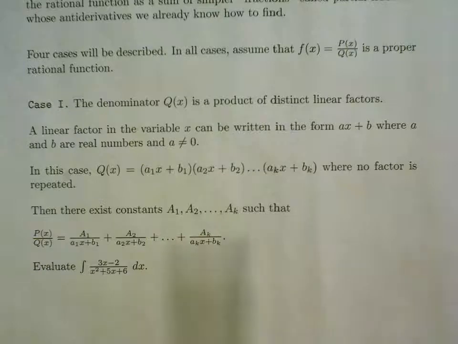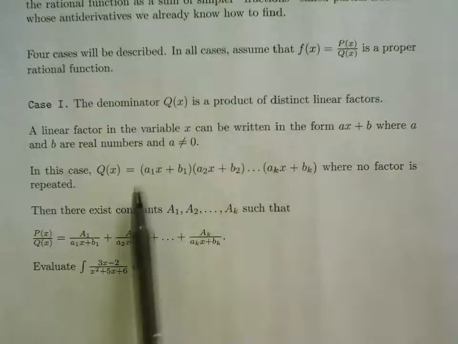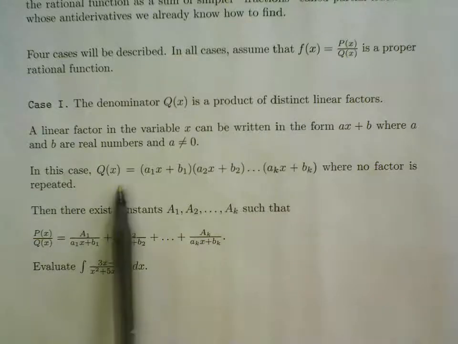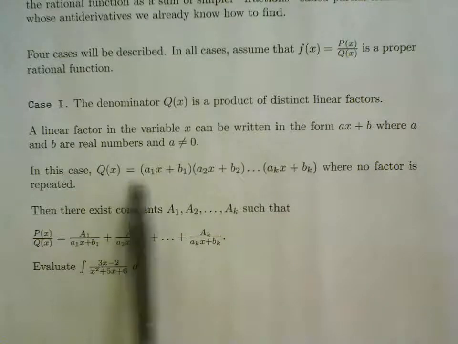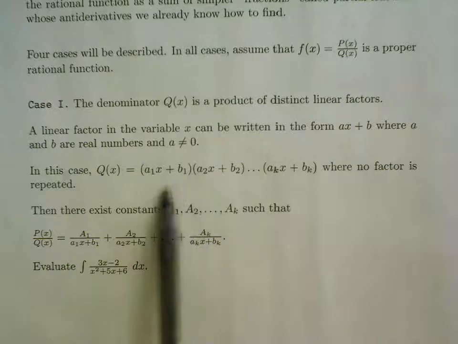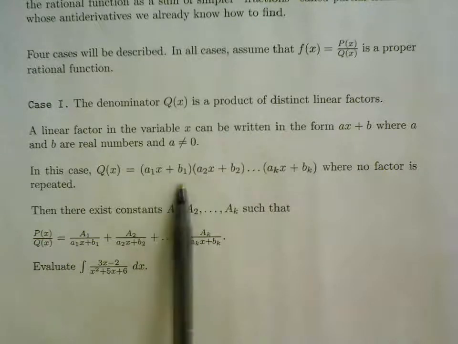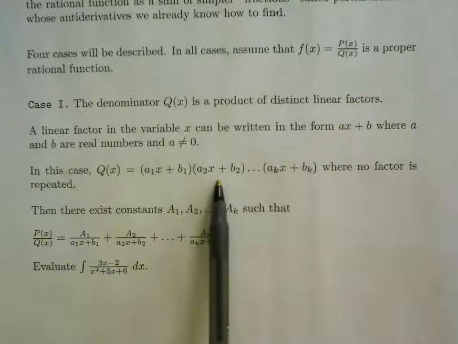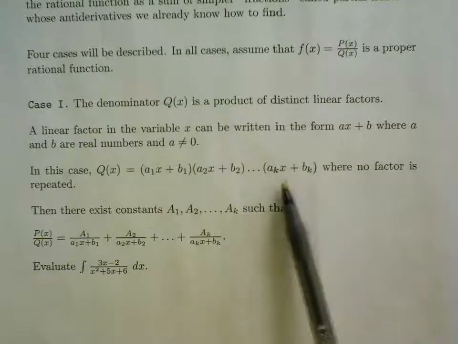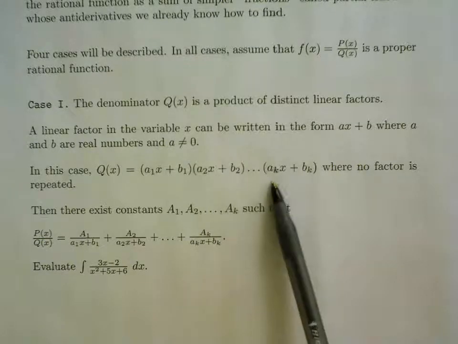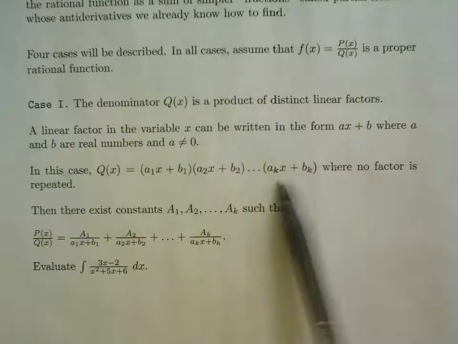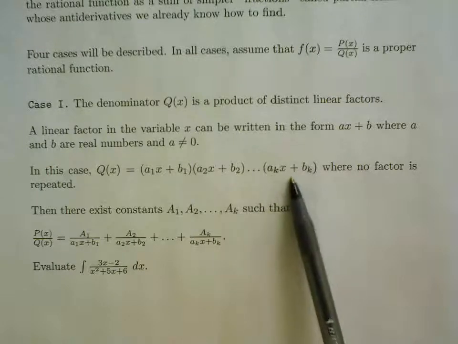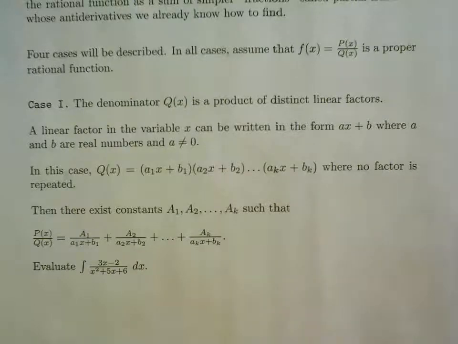So if the denominator is a product of distinct linear factors, then we can express it this way: q of x equals the first linear factor, a sub 1 x plus b sub 1, times the second linear factor, a sub 2 times x plus b sub 2, and so on. So if we have k distinct linear factors, the last one is a sub k times x plus b sub k, where no factor is repeated.